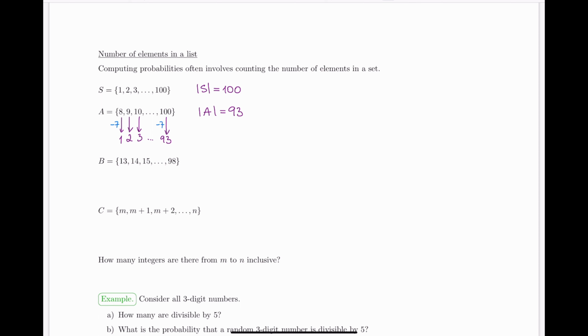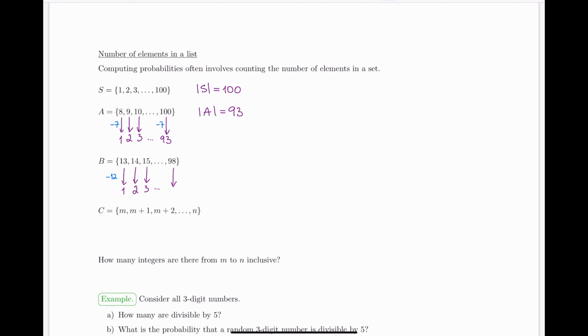Again, my actual procedure doesn't really change. I'm going to think of this as element number 1, number 2, number 3, and I want to know what element number this 98 is going to be. So what happens in between here? 13 corresponds to 1, 14 corresponds to 2, 15 corresponds to 3. So I am here, in this case, subtracting 12. 13 minus 12 is 1, 14 minus 12 is 2, 15 minus 12 is 3, and so on.